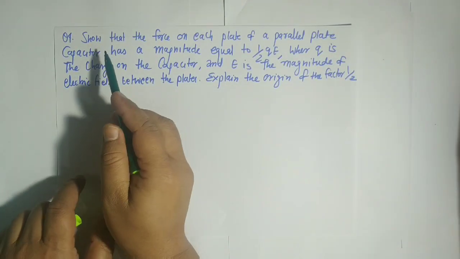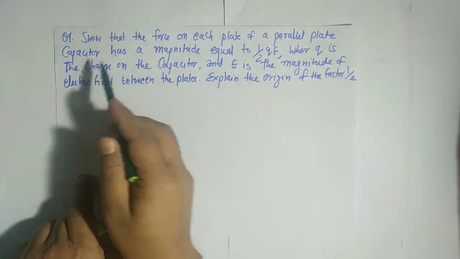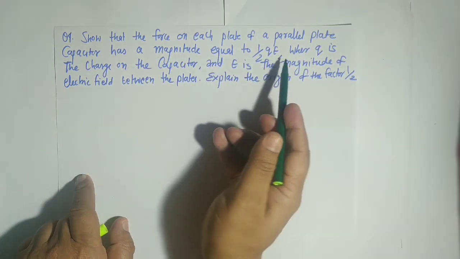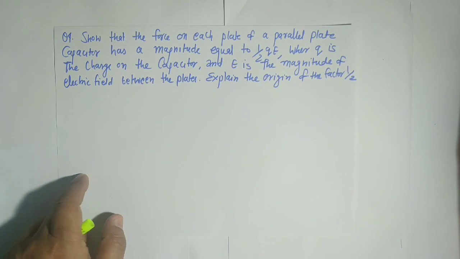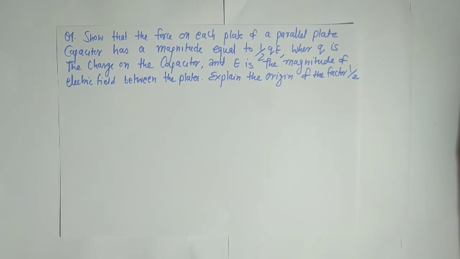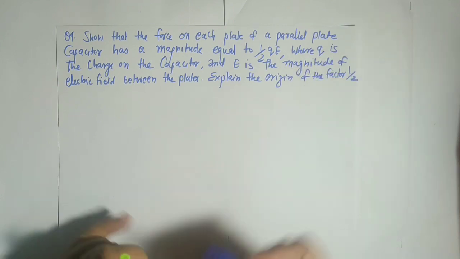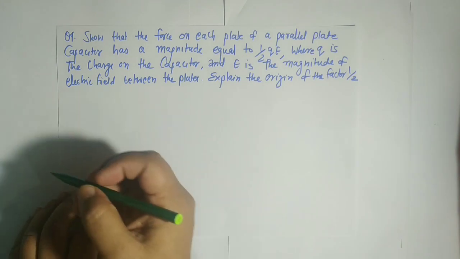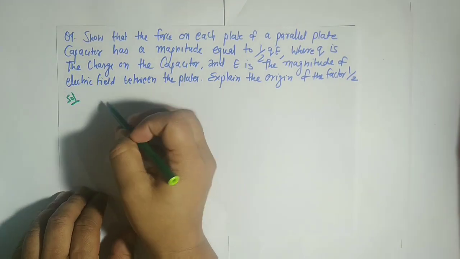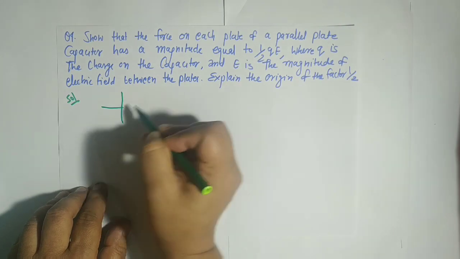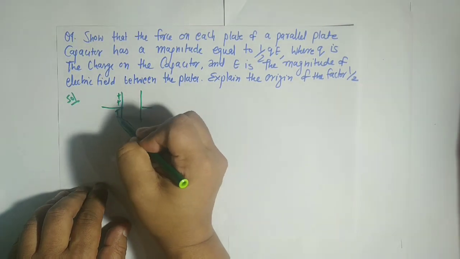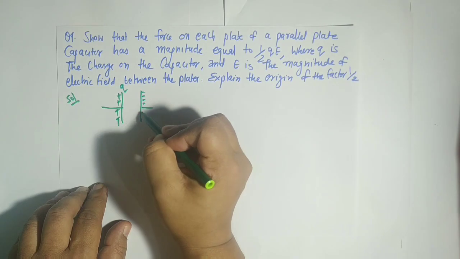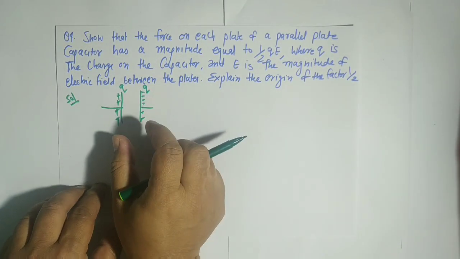Now question number 4. The force on each plate of a parallel plate capacitor has a magnitude equal to half QE, where Q is the charge on the capacitor and E is the magnitude of the electric field between the plates. Explain the origin of the factor 1 by 2. Now a very simple solution is that say there are two plates like this. One is of positive charge and another is of negative charge.